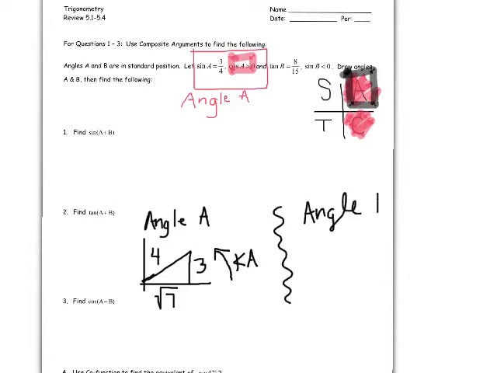All right, now do all that same thing for angle B. So if you want to pause it and see if you can do angle B on your own, you can go ahead and do that. I'm going to start.